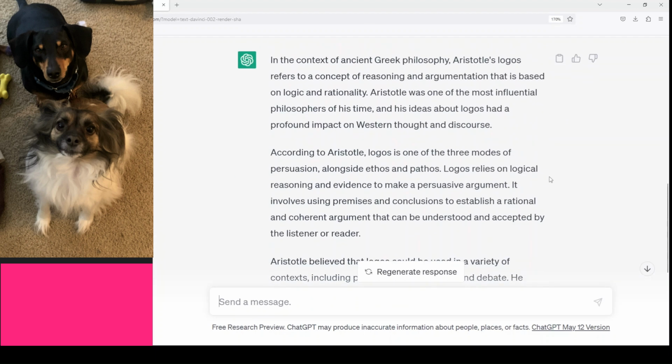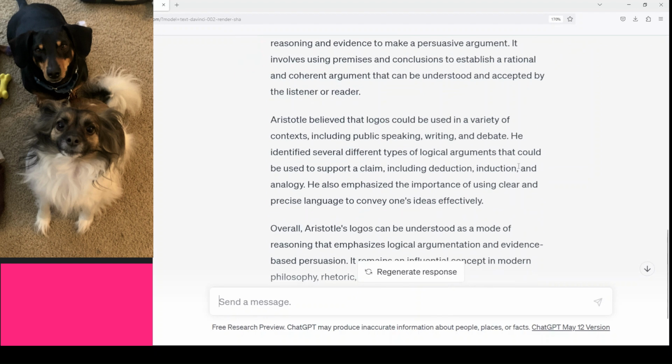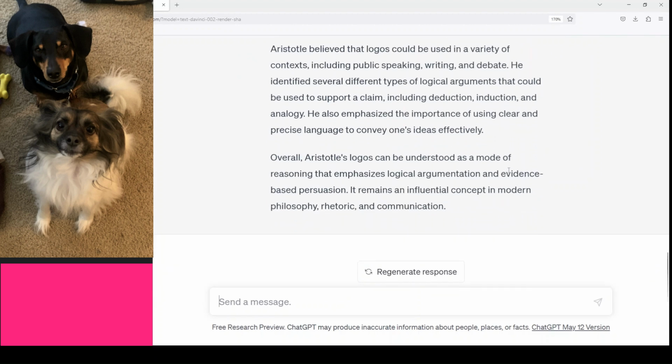All right, so it gave us a good, thorough description of Aristotle's logos, and it's about reasoning and argumentation based off logic and rationality, and that when we think about logos, we are trying to cultivate a logical appeal for our audience. It talks about how logos is one of the three modes of persuasion with ethos and pathos. And it also goes along to talk about how it is about reasoning and emphasizing logical argumentation and evidence-based persuasion.